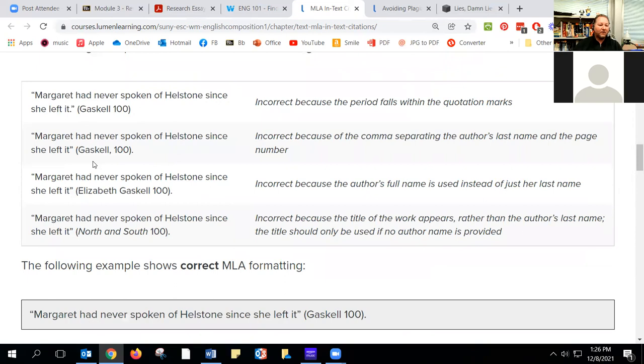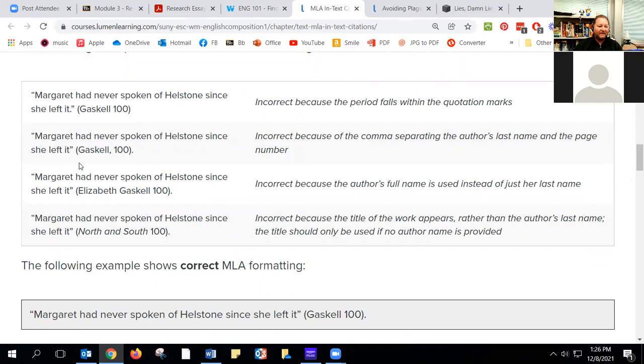So these are incorrect ones, right? Look at this one. Quote, Margaret had never spoken of Hellstone since she left it, period, end quote, citation, right? The period's in the wrong place, though. This period should be over here at the end. In this example, Margaret had never spoken of Hellstone since she left it.